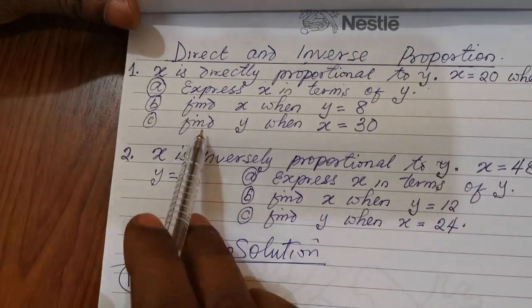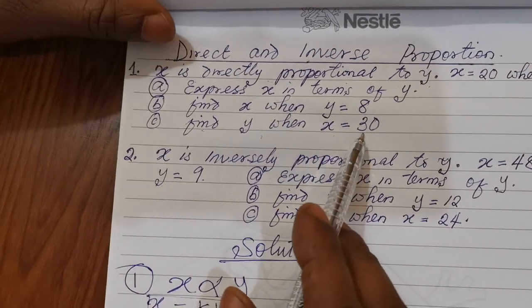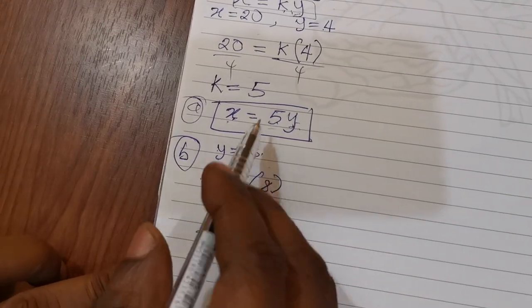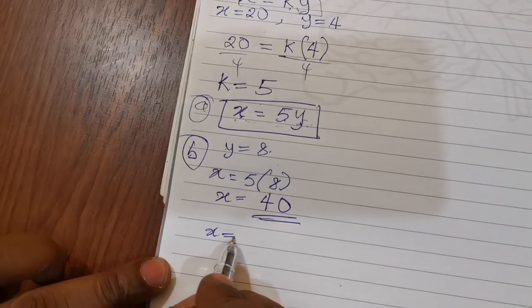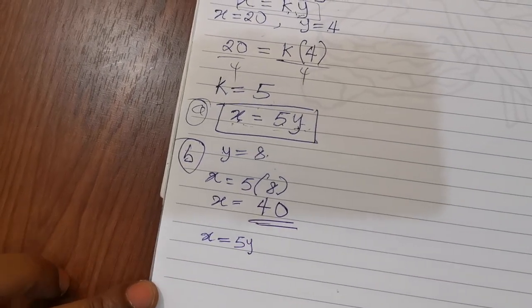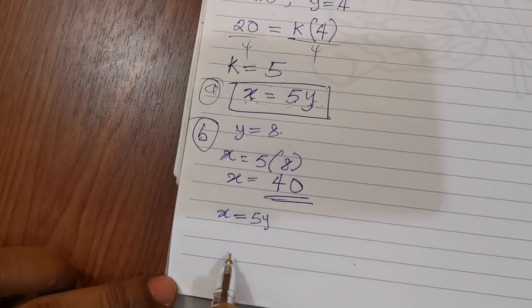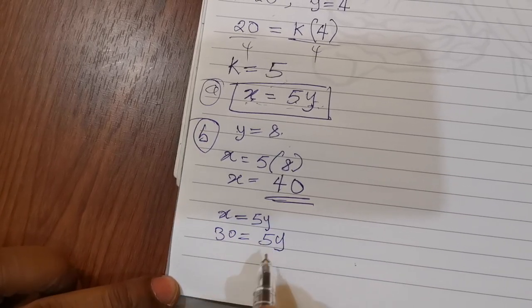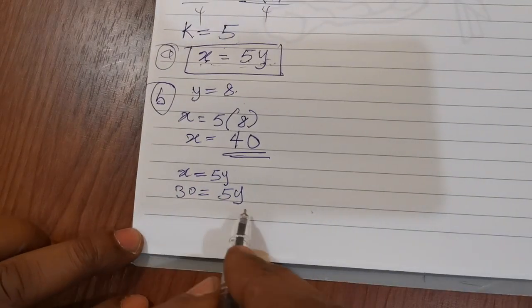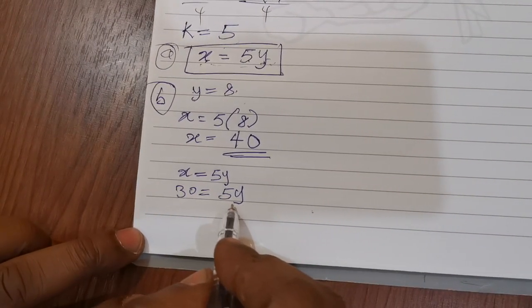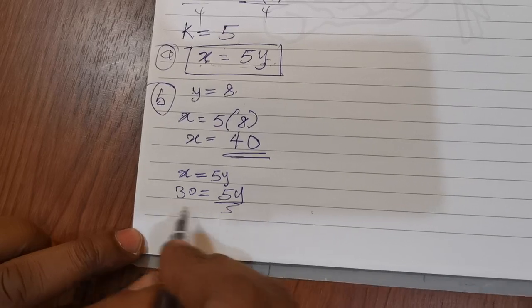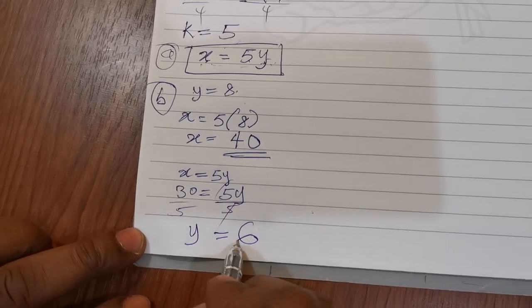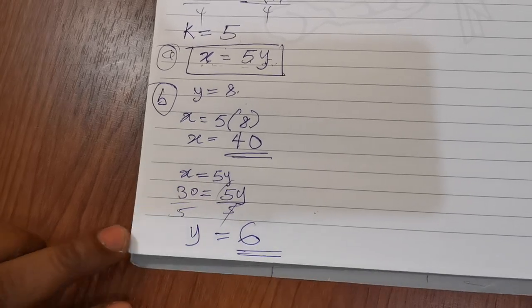The next question says find y when x is 30. I'll still use this general equation. So when x is 30, I have 30 is equal to 5y. Divide both sides by 5. So y will be 6. So that is the answer to the B part.